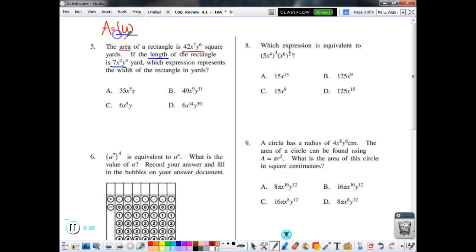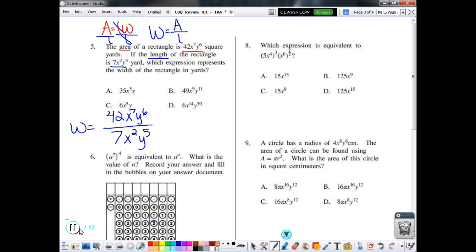Just the length. I'm just going to divide by the length, right? If I divide by the length, this cancels out. And so I have the width is equal to the area divided by the length, right? Does that make sense? So my width is going to equal my area, which is 42x to the 7, y to the 6, divided by 7x squared y to the 5th.